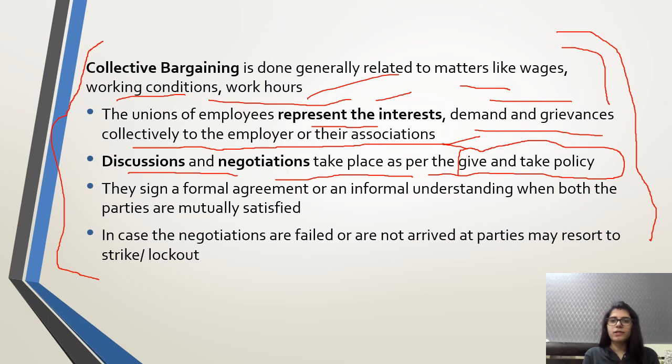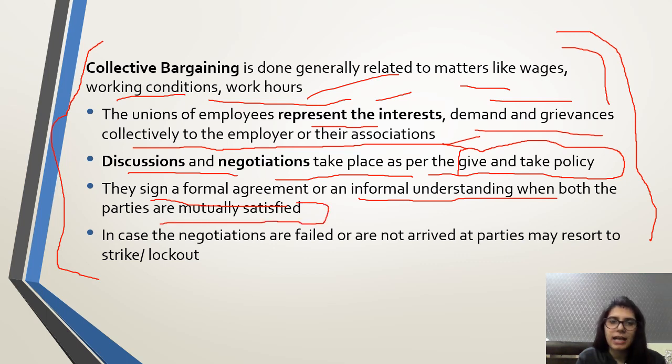So that is what is give and take policy, okay? Then after the discussions and negotiation, they sign a formal agreement or an informal understanding, when both the parties are mutually satisfied. At times they do sign a formal agreement on paper, and sometimes they can also have an informal understanding, okay? It is not necessary to sign papers. Many times they can, and many times it is just informal, that yes, we have agreed on this, and now issues related to this won't be raised. So that is informal understanding, okay?